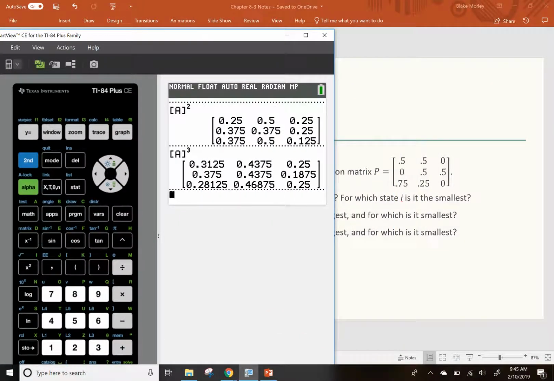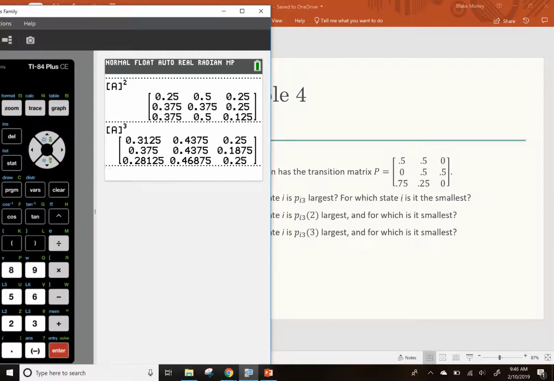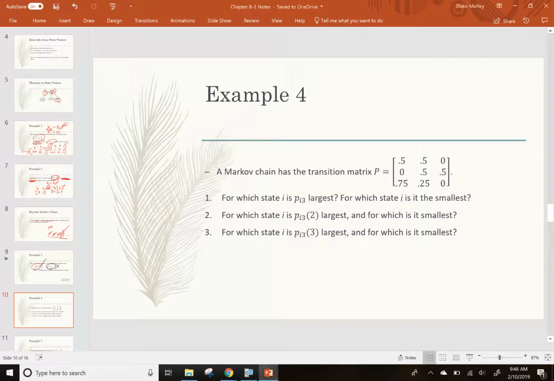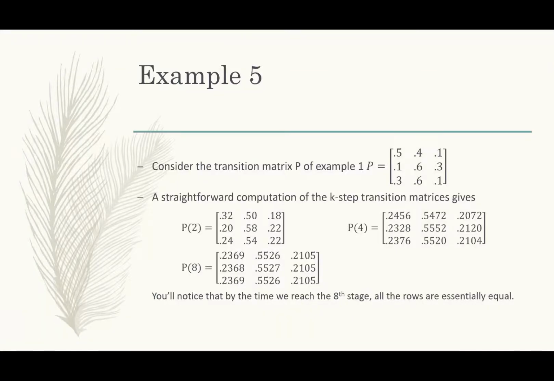So which state is the largest? Which state is smallest? Well, the largest would be the first and the third because they're both 0.125. Or I'm sorry, they're 0.25. And the second state is the smallest at 0.1875. So that's just, again, kind of making sure you understand how to read this notation because it will be useful later on.